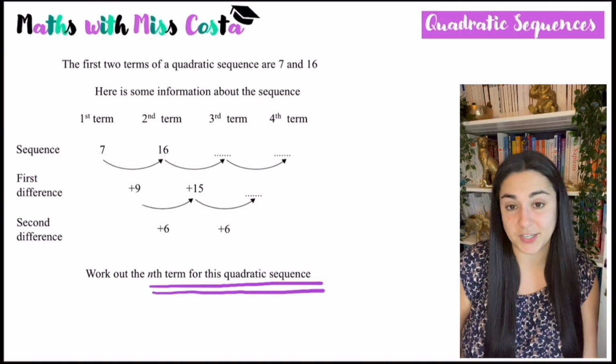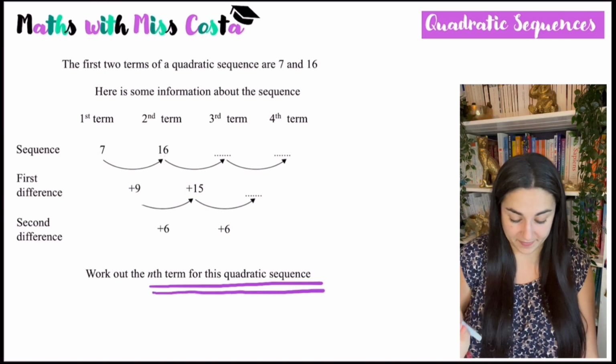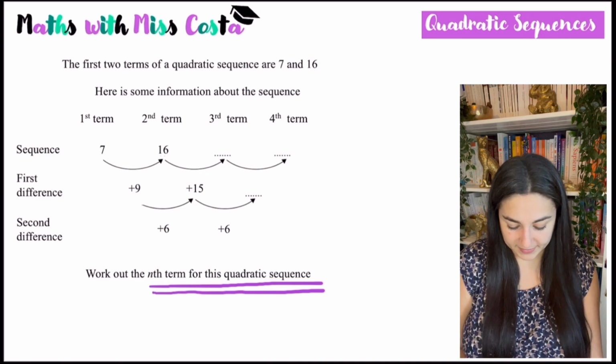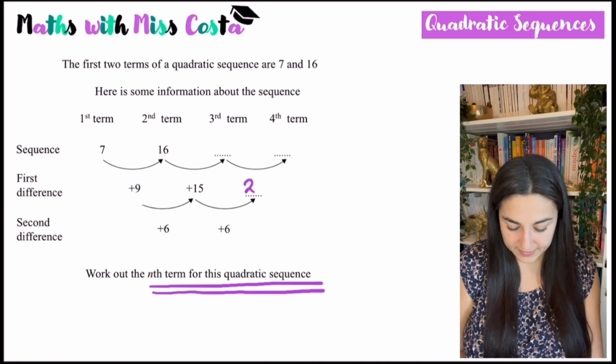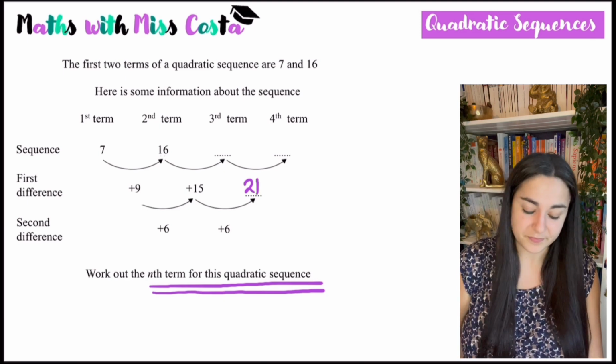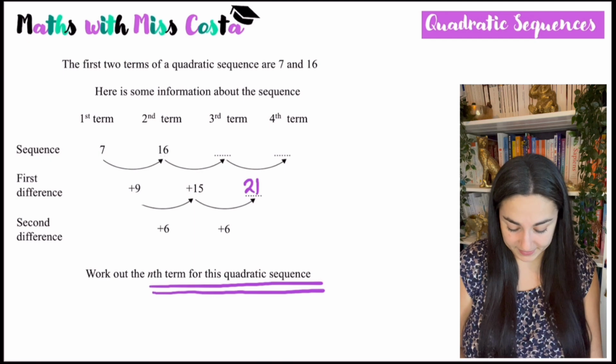Okay, so what I'm going to do is use the information they've given me to work out the little missing steps. So plus 6, plus 6. So what's 15 plus 6? It's 21. So I know that the next difference is going to be 21 over here. I'm working backwards. What's 16 plus 15?